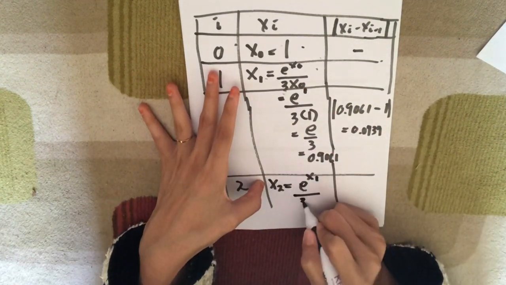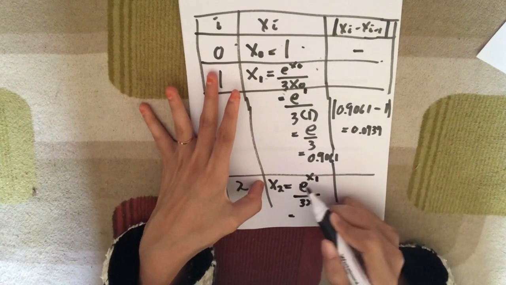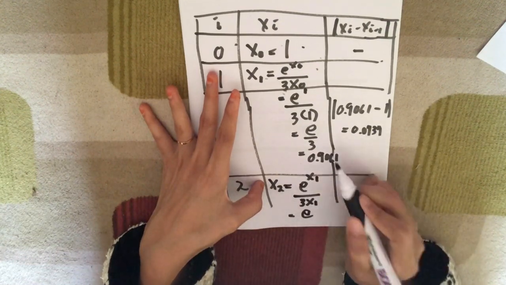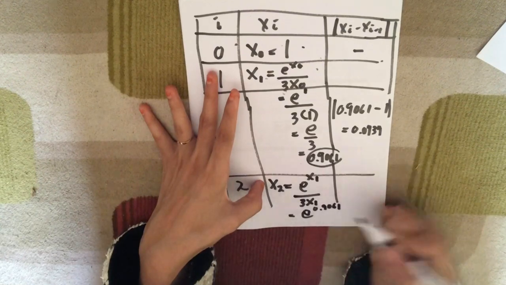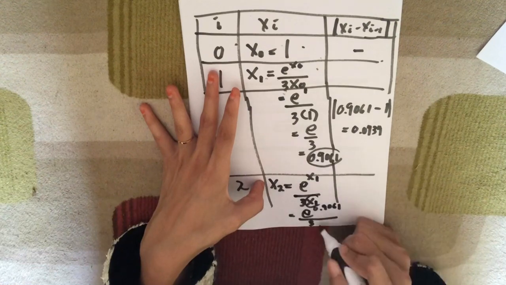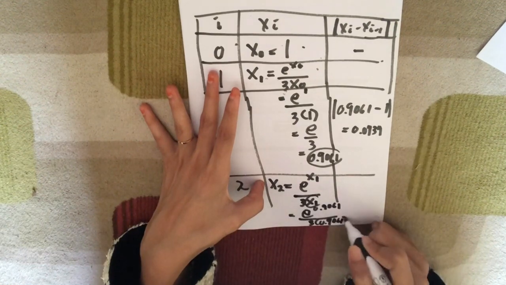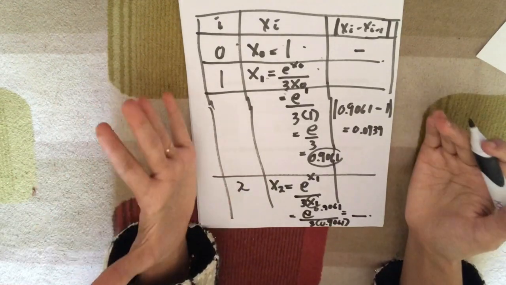And over 3x1. So you do the same thing, e power of x1, so e power of 0.9061 over 3 times 0.9061, and then you get the answer. Use the calculator to get the answer.